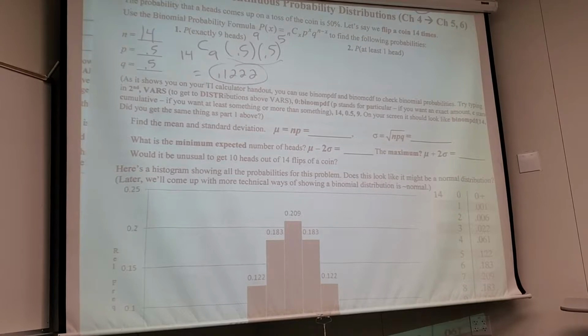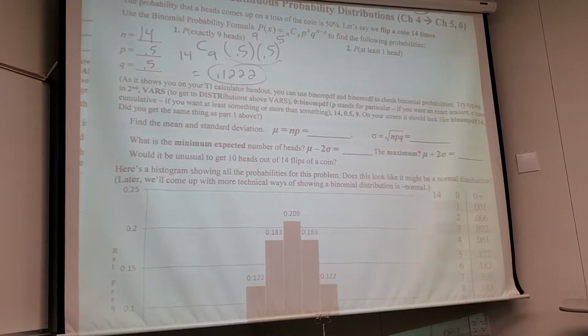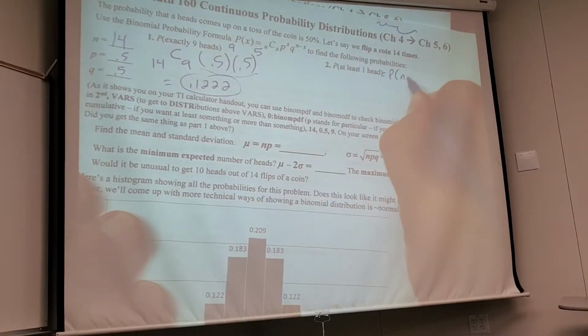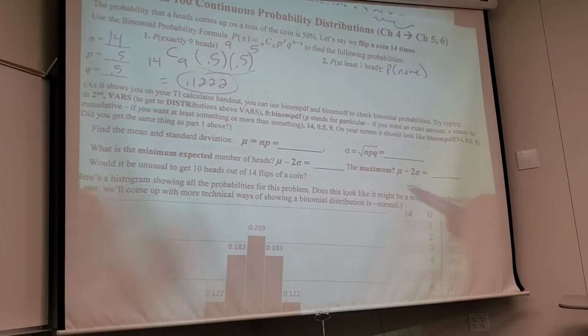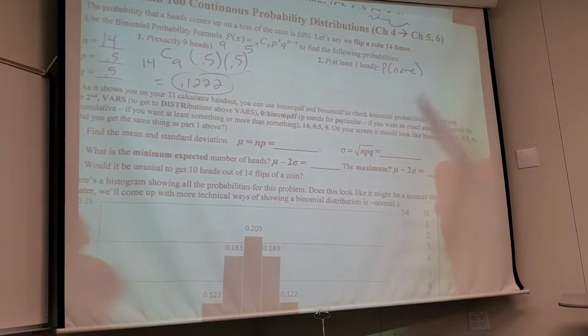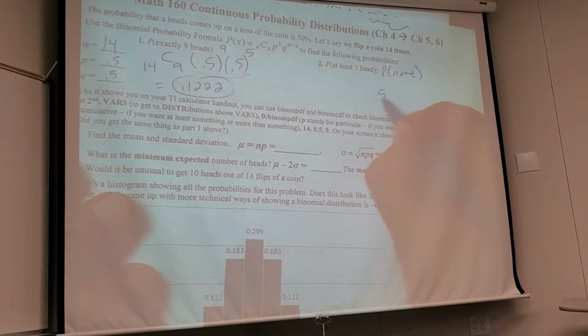Yes? Yeah. So the only way to have none is if they're all tails, which is kind of funny. If they're all tails, there's no heads. That's 0.5 to the 14th.